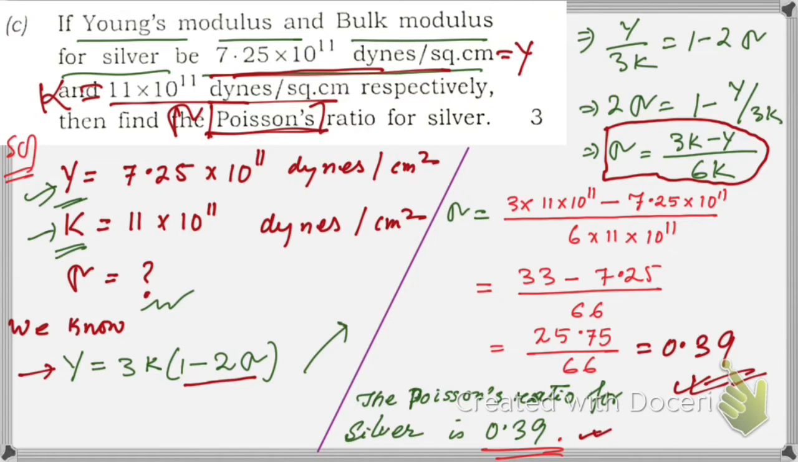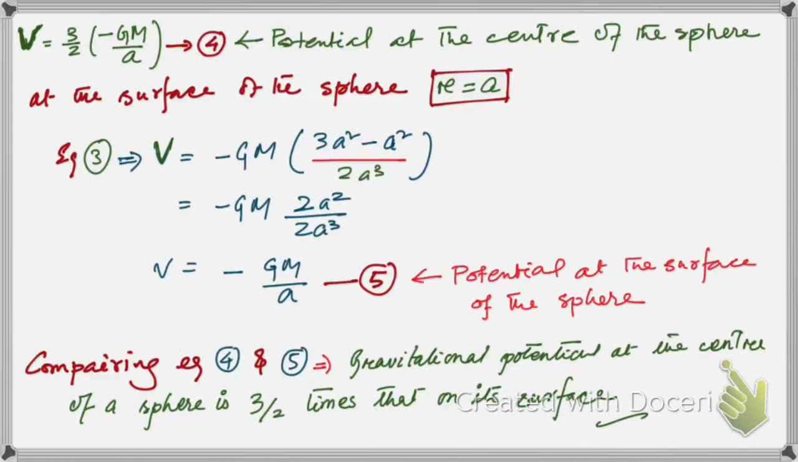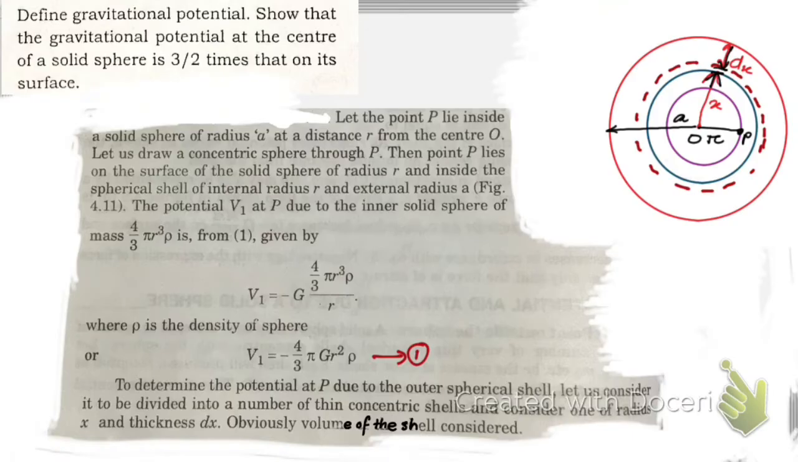Instead of this question, another question is given as an alternative. This is the question. Let me show you. Define gravitational potential so that the gravitational potential at the center of the solid is 3/2 times that on the surface, right?